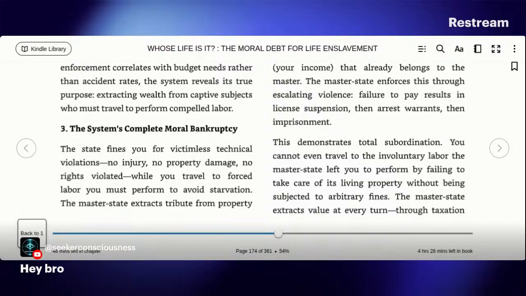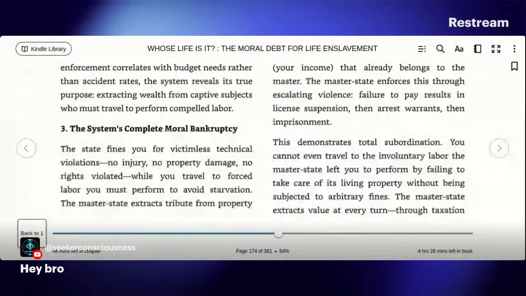The state fines you for victimless technical violations, no injury, no property damage, no rights violated, while you travel to forced labor you must perform to avoid starvation. The magistrate extracts tribute from property, your income, that already belongs to the master. The magistrate enforces this through escalating violence. Failure to pay results in license suspension, then arrest, then imprisonment.